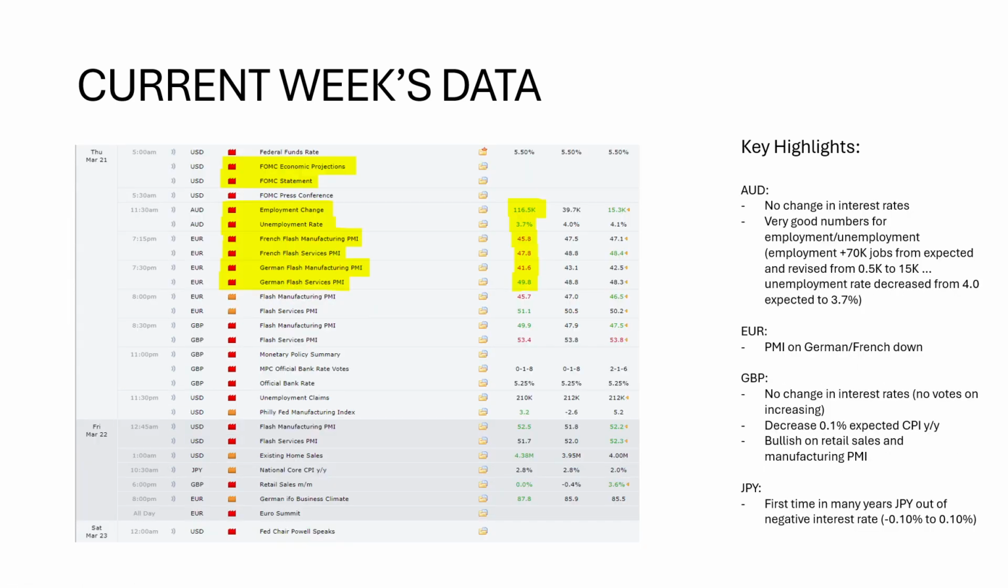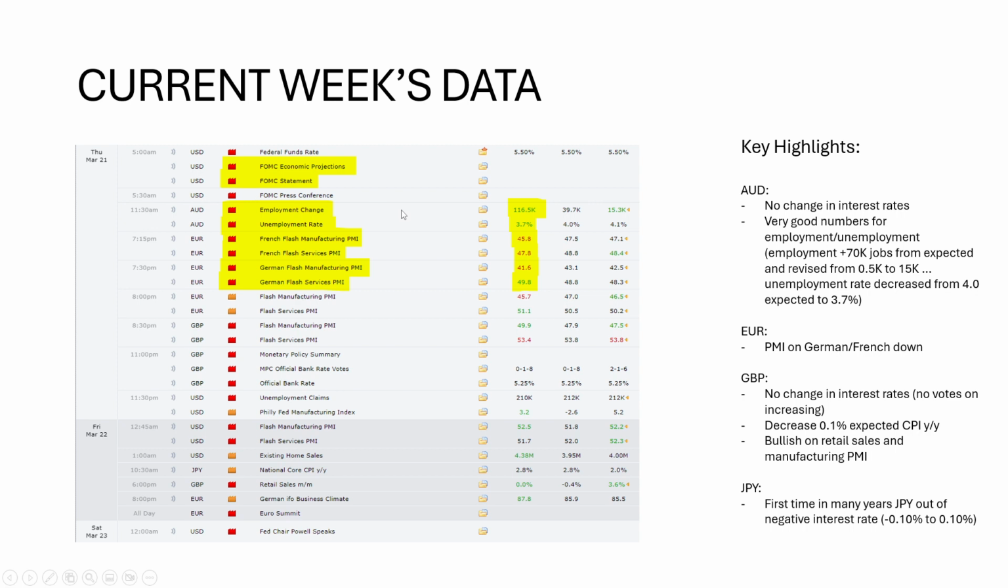Australian dollar. So you can see Aussie employment change, very good numbers, plus 70k from expected, right? And then this also got revised from 0.5 to 15k. Unemployment rate went down 0.3. This is the reason why I really wanted to highlight Aussie as a potential trade. It does combat the COT data report. But I like this economic news. I think employment's very important.